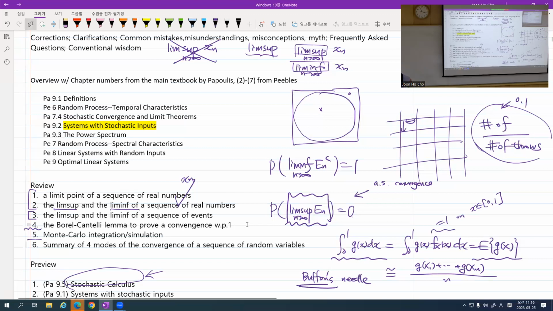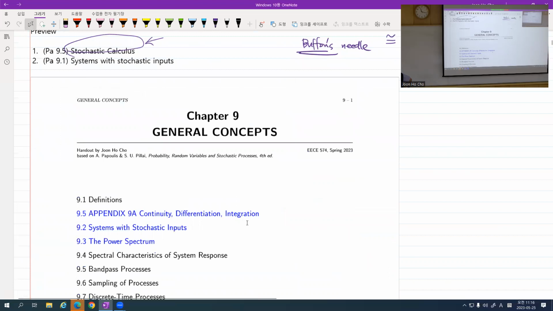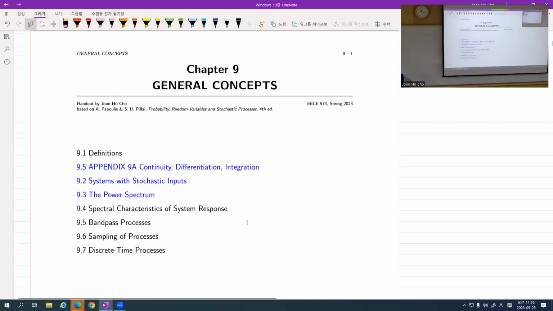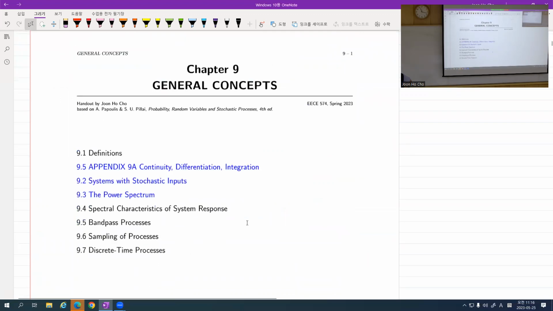And finally, we summarize 4 modes of convergence of a sequence of random variables. Today's topic is stochastic calculus, especially mean square calculus. However, before we talk about mean square calculus, let's see what we need. Continuity, differentiation, and integration. These are topics of calculus, right?